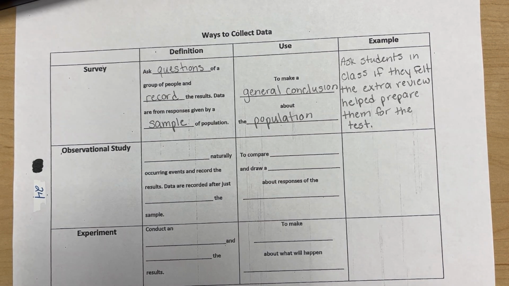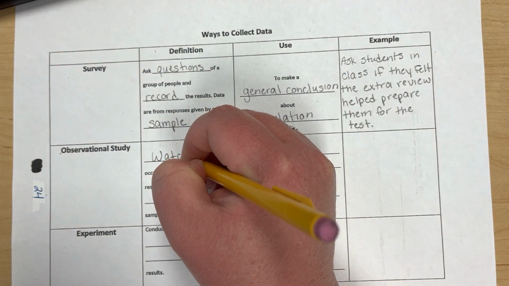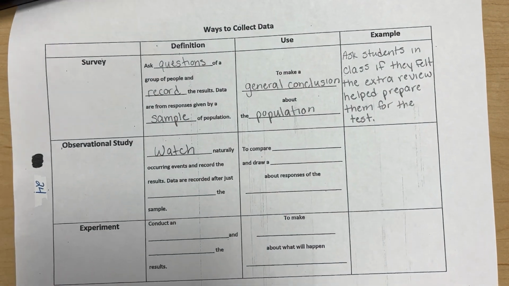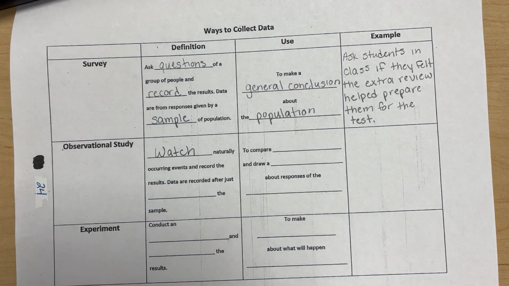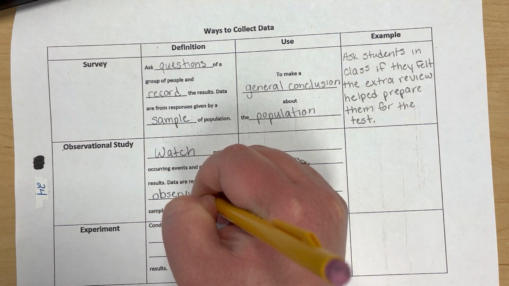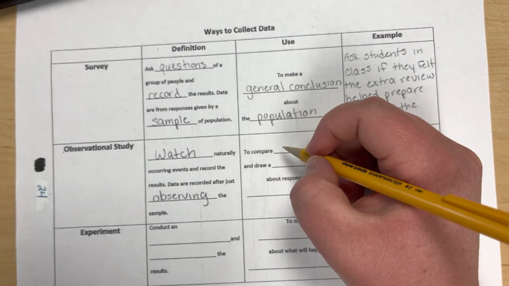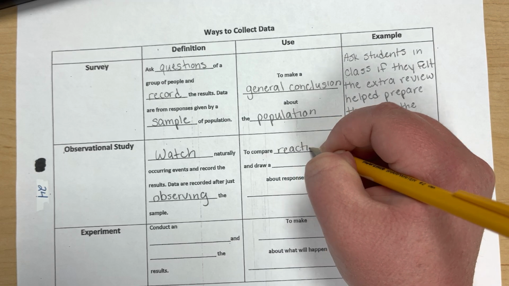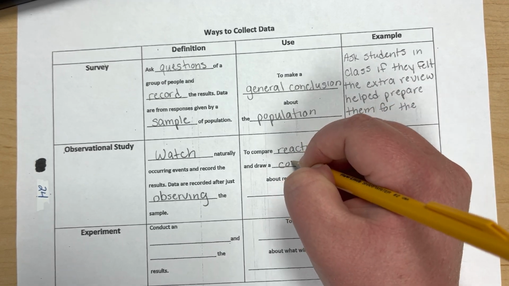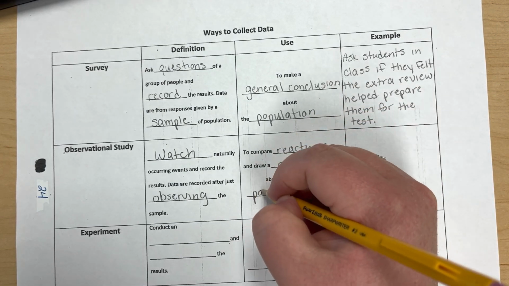The second way that you can collect data is an observational study. So observational means watch. So you would watch naturally occurring events and record the results. Data are recorded after just observing the sample. So there's really no interaction going on between the sample and the person who is collecting the data. So this is used to compare reactions and draw a conclusion about responses of the population.